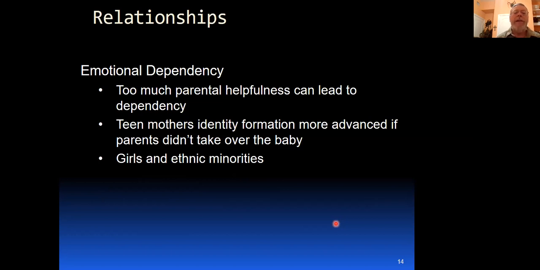By the way, there is a tendency to be more protective of girls, and also in ethnic minorities, maybe a tendency to produce more parental dependency, but that varies by group.